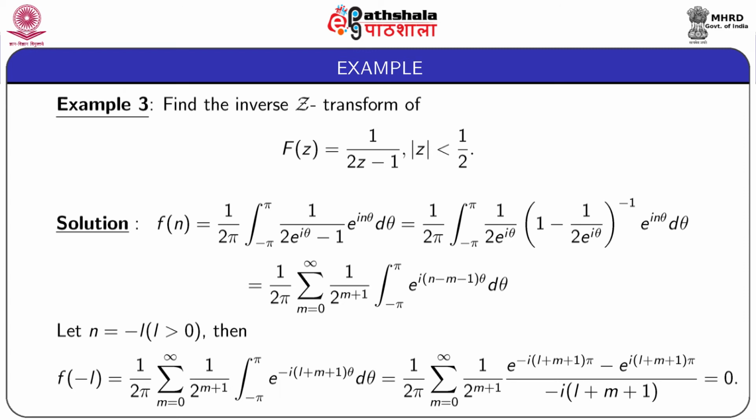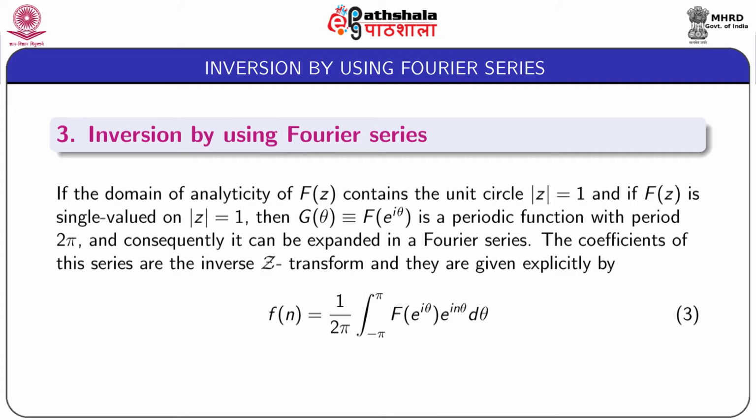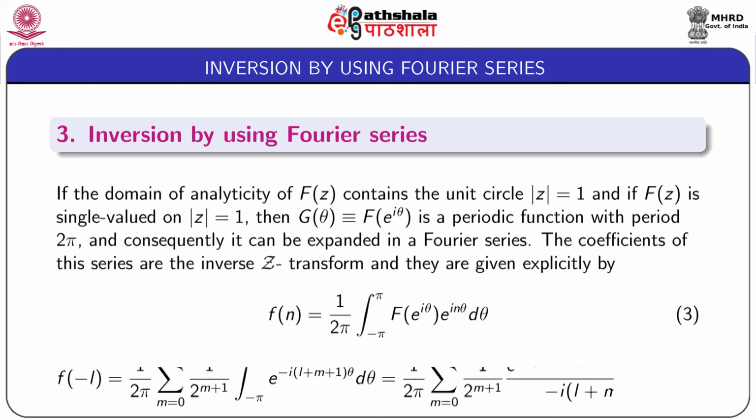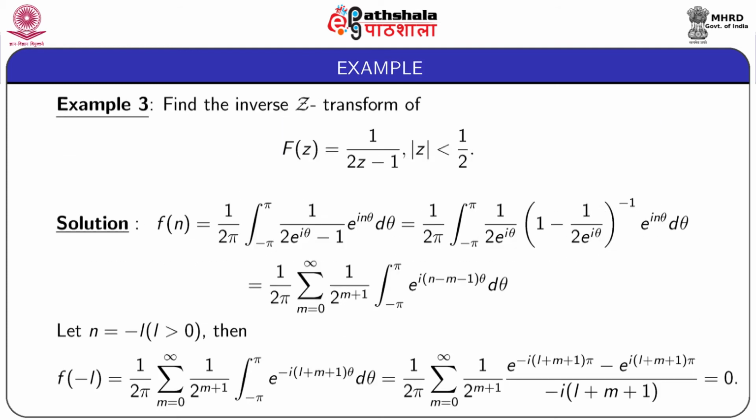To illustrate this, we consider example 3. Find the inverse Z transform of capital F(z) equal to 1 by (2z minus 1) for mod z less than half. So, using equation 3, for the solution we use this formula to write f(n) as 1 by 2 pi integral from minus pi to plus pi of 1 by (2 e to the power i theta minus 1) into e to the power i n theta d theta, and that is equal to 1 by 2 pi integral from minus pi to plus pi of 1 by (2 e to the power i theta) into (1 minus 1 by 2 e to the power i theta) to the power minus 1 e to the power i n theta d theta.